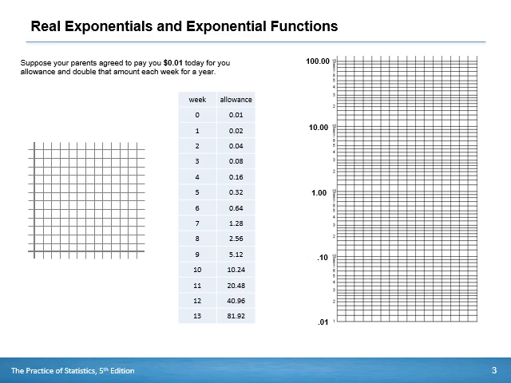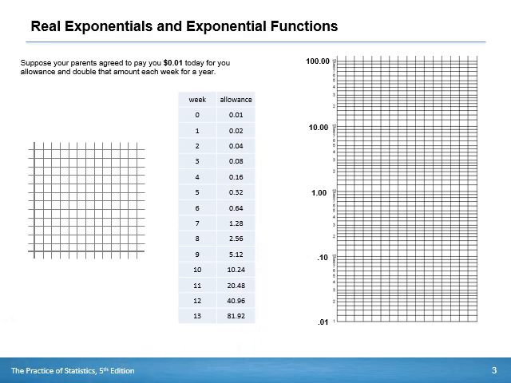To demonstrate what exponential data would look like, let's suppose that your parents agree to pay you 1 cent today for your allowance, and then they're going to double that amount each week. So you can see that at first you're not making much money, right? We'll call this week 0. You get 1 cent. Next week, week 1, you'll get 2, 4, 8. So the amount that you're getting is pretty small, but pretty quickly it jumps up.